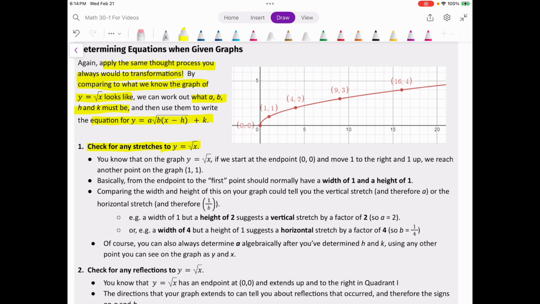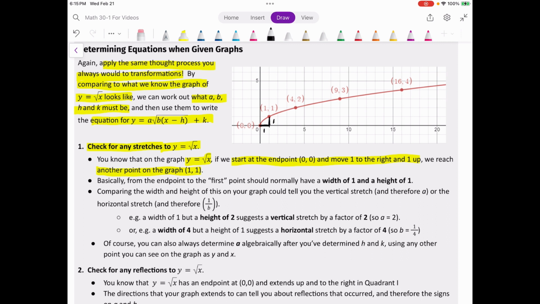I like to use the width and the height from the endpoint to the quote-unquote first point. Let's call it the first point, meaning from that 0, 0 to that 1, 1 that should be on y equals root x. How has that changed? Okay, so that's a good way to identify a stretch. You know that on the graph y equals root x, if we start at the endpoint and move 1 to the right and 1 up, we should reach another point on the graph, 1, 1. Starting from the endpoint, 0, 0, we should go over 1, up 1.